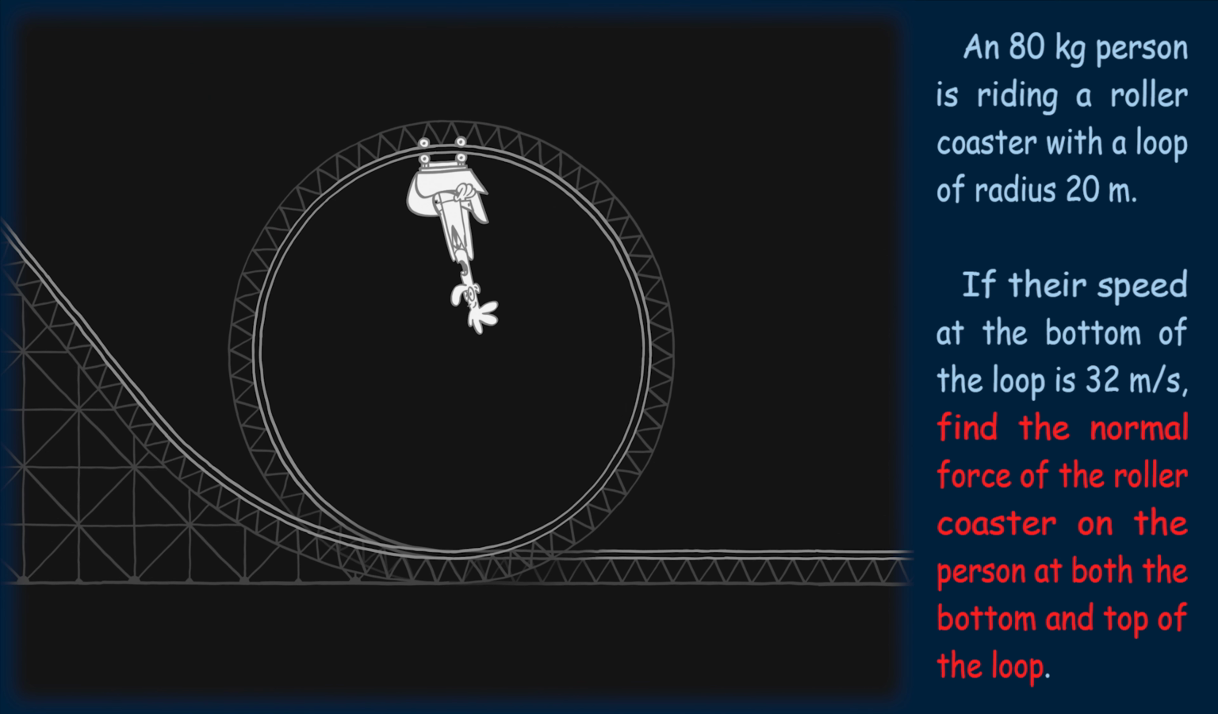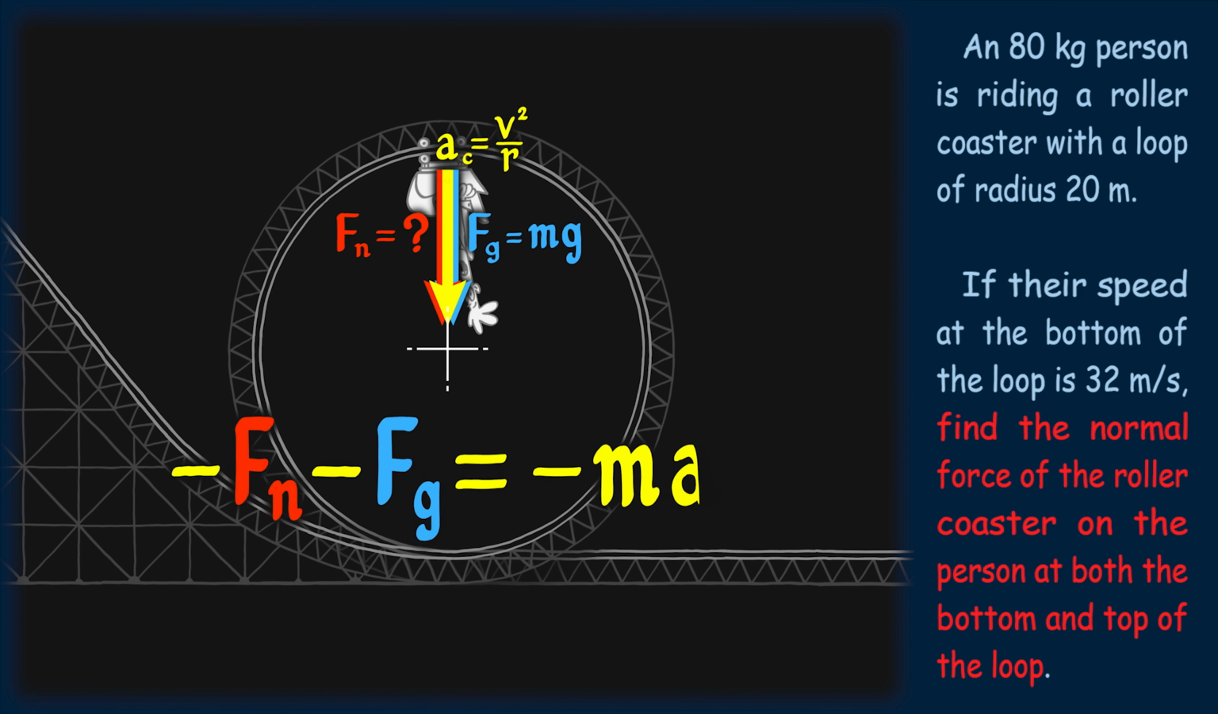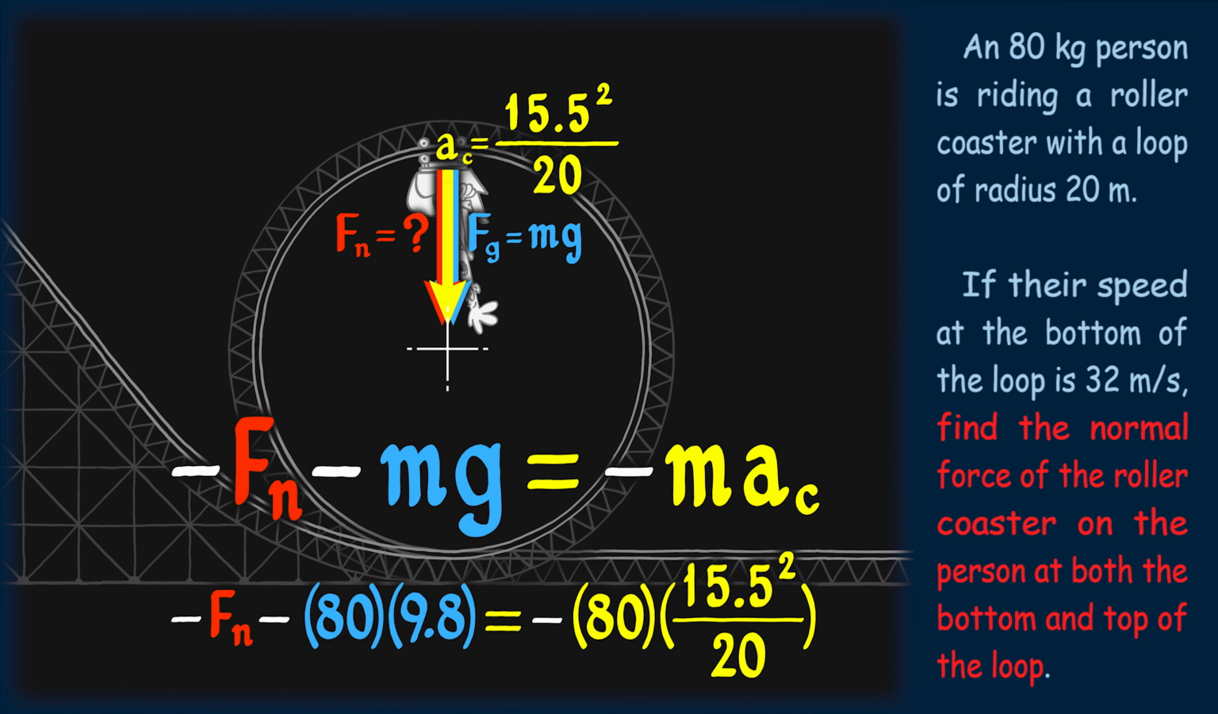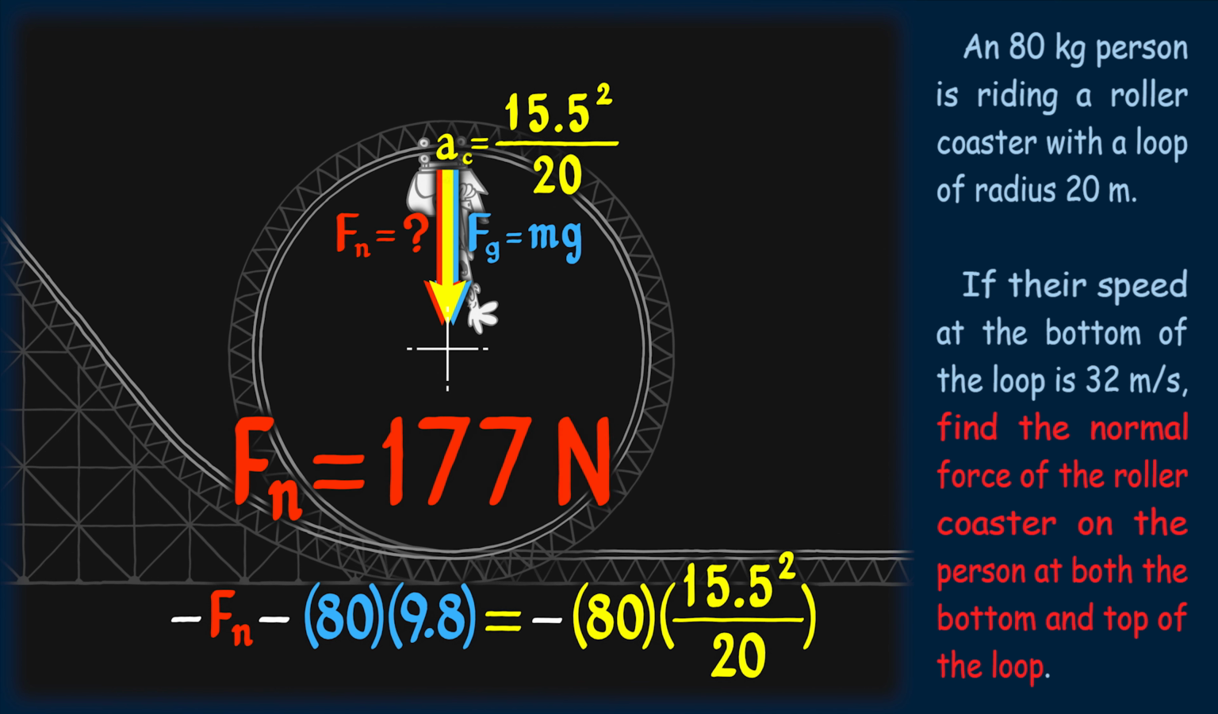Now drawing our force diagram at the top, we're going to have the same force of gravity pointing down, but now the normal force from the track also points down. If we draw an arrow for the acceleration, we see that pointing to the center of the circle also points in the negative direction. So when writing out our sum of forces is equal to the mass times acceleration, everything will be negative. Plugging in v squared over r with our new velocity of 15.5 and doing a little algebra, we're able to solve for the normal force, which is 177 newtons.